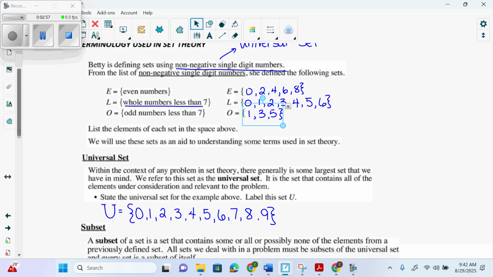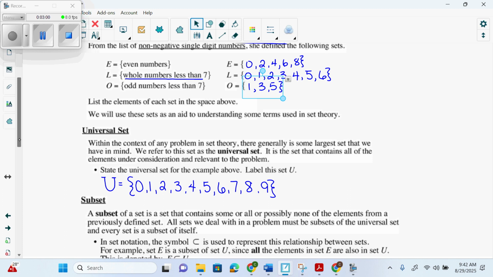Okay? So the universal set is some big set that we're allowed to choose from. It might be the natural number system. It might be the whole number system. It could be integers, right? It can be anything that they state, but they have to state what the universal set is that we're allowed to choose from. Then we talk about subsets.